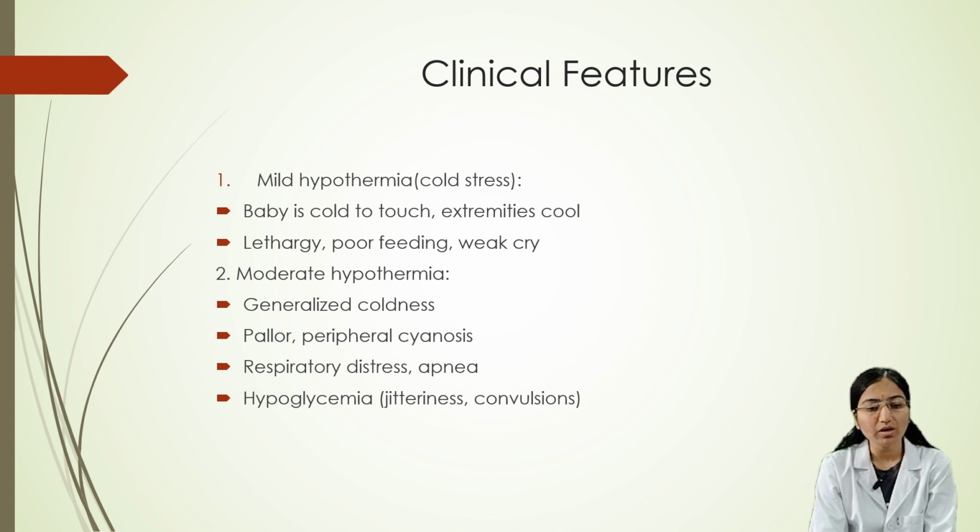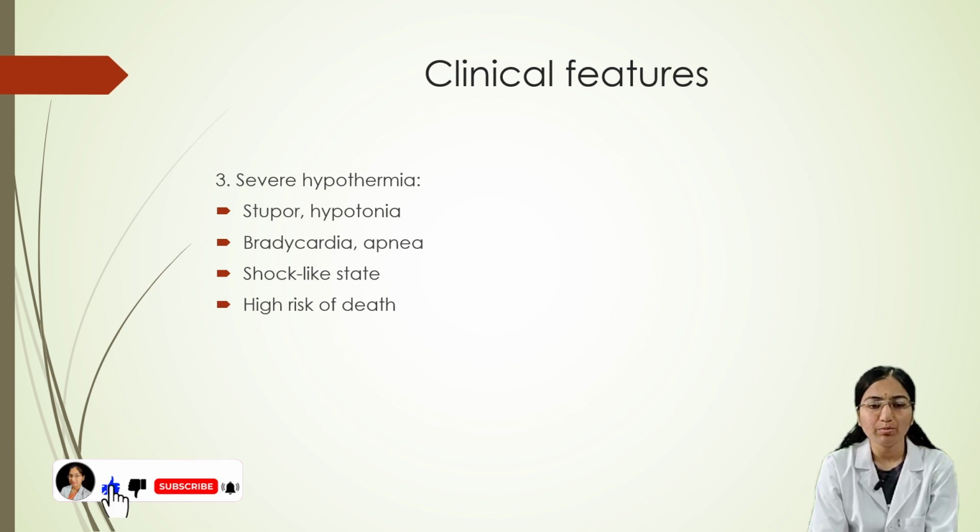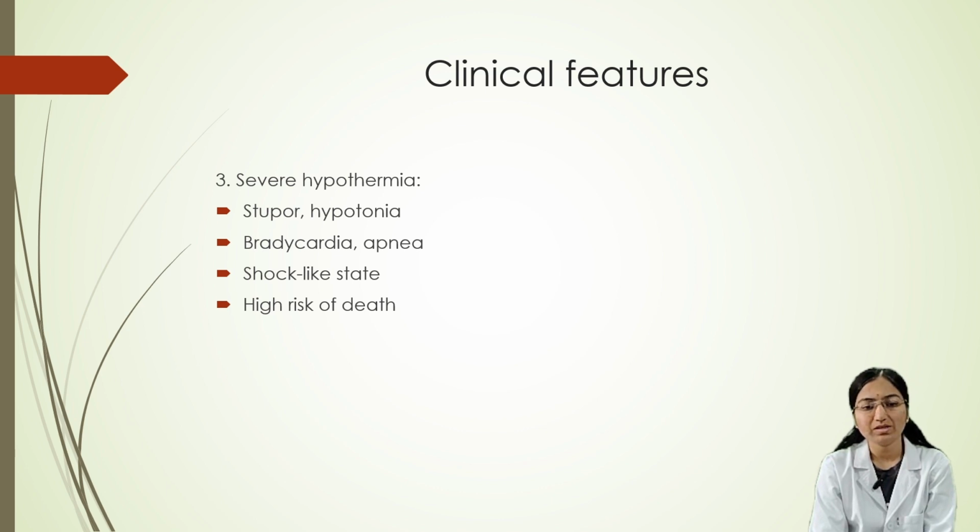After that comes moderate hypothermia. Here we can see generalized coldness, pallor, and peripheral cyanosis, which is a bluish discoloration. Then respiratory distress and apnea we can see. And then hypoglycemia, that is jitteriness and convulsions. Next is severe hypothermia. Here we can see stupor, hypotonia, bradycardia, apnea and a shock-like state. High risk of death here. These are the clinical features of mild, moderate and severe hypothermia.